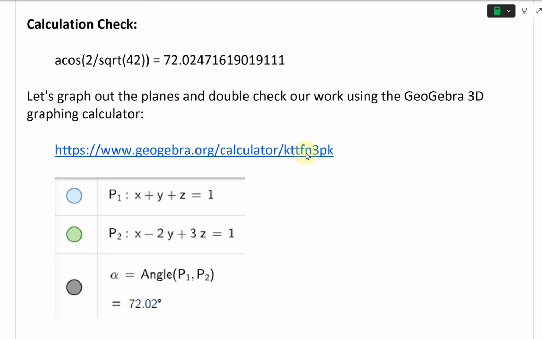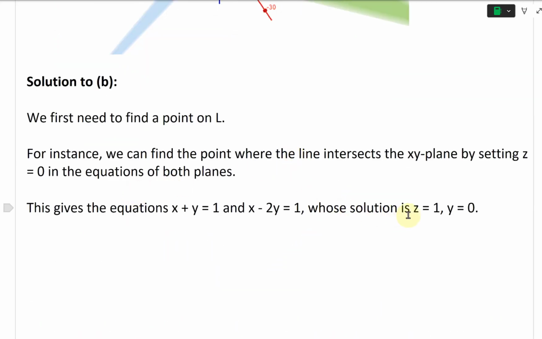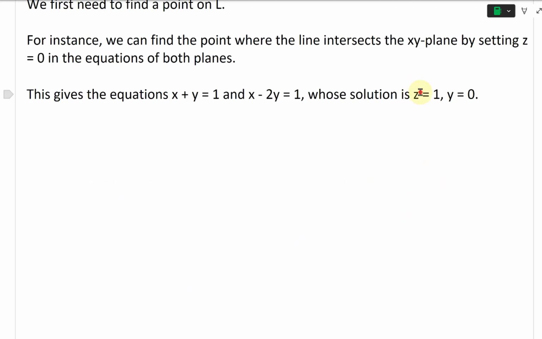So if you look at the two planes, you just get rid of the z, it vanishes. So x minus 2y equals 1, and x plus y equals 1. Let's see if we get values for those, whose solution is x equals 1 and y equals 0.